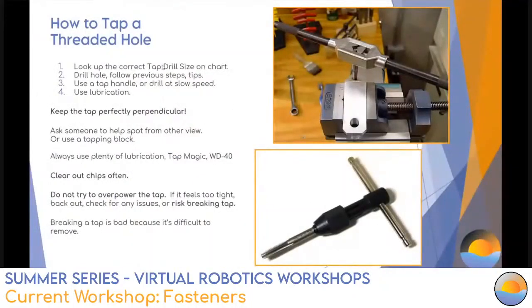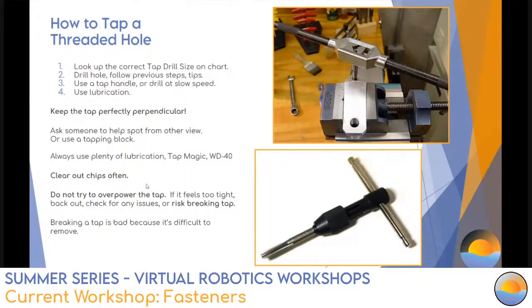So how to tap a threaded hole? Look up the correct tap drill size on the chart. Drill the hole, following the previous steps of drilling a hole. Use a tap handle, or you can put the tap in a drill. I recommend that only if you're going through thin material like a thin plate or a thin tube, and use plenty of lubrication. Keep that tap perpendicular. The way that we do it is you have a spotter, someone on the side to tell you if it's up and down, perpendicular. Another thing you can use is a tapping block. I hear Code Orange actually uses that often. And again, plenty of lubrication, Tap Magic, or WD-40 if you don't have anything else around.